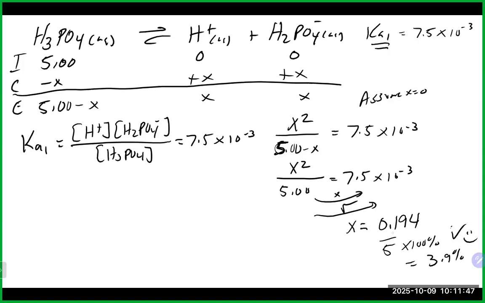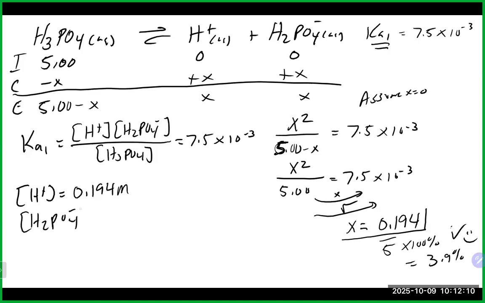Thank goodness. And what that means is from the very first dissociation of the hydrogen that's coming off, we do have a few answers. In this case our concentration of H plus will equal 0.194 molar. Our concentration of H2PO4 minus from this table is 0.194 molar. And our concentration of our phosphoric acid would be 5 minus 0.194, and that's going to get us here.